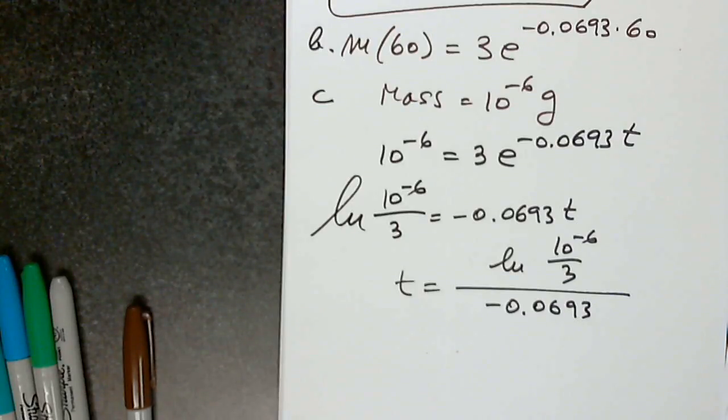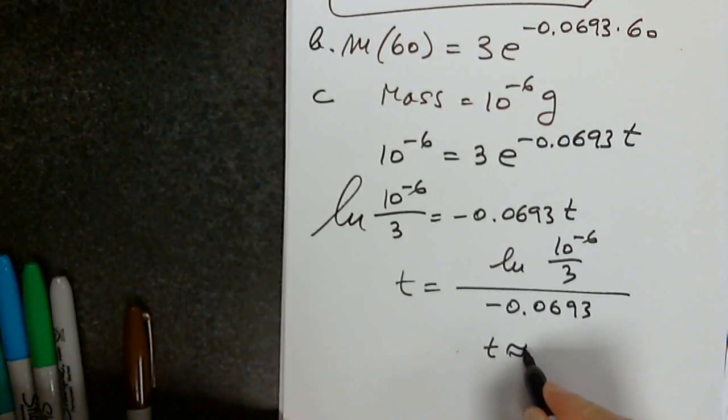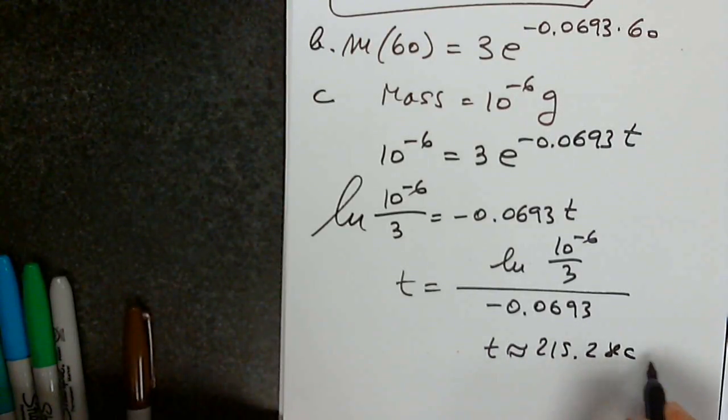So natural log of 10 to negative 6, 1, 2, 3, 4, 5, 6. Oh, no, I'm sorry, 1. I didn't mean to write 6. So 1, 2, 4, 6. I have 6. Good. Divided by 3. Close the parenthesis and divide everything by negative the previous answer. Okay, so I got 215 seconds roughly, so t approximately 215.2 seconds.